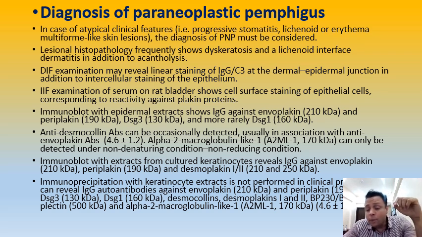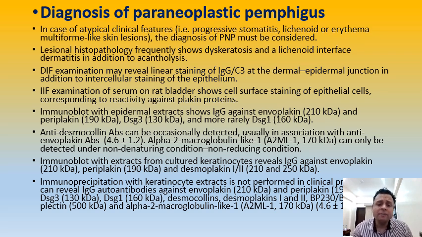Okay. Immunoblot with extract from cultured keratinocytes reveals IgG against envoplakin, periplakin, desmoplakin. So don't worry, it's very easy. All the plakins: envoplakin, periplakin, plectin. Okay, so this is very easy. Don't worry. And it's like a khichdi, meaning a mixture of so many findings, because tumor antigens are in plenty. Tumor can produce many antigens which can mimic many parts of our skin structure. Okay.